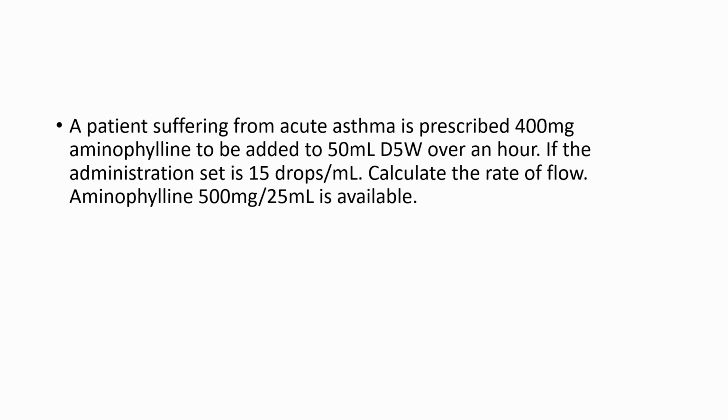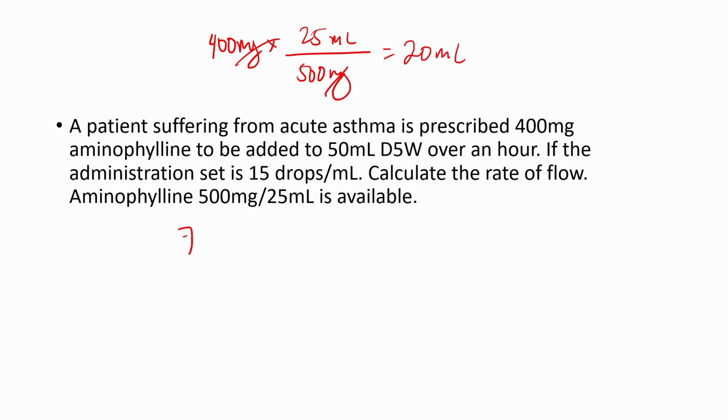Next, a patient suffering from acute asthma is prescribed 400 milligrams aminophylline to be administered in 250 ml D5 water over an hour. If the administration set is 15 drops per ml, calculate the rate of flow. Aminophylline 500 milligrams per 25 ml is available. So you need to compute how much volume of aminophylline should be added. What's prescribed is 400 milligrams, and our concentration is 500 milligrams per 25 ml. So this is 20 ml. It's going to be added to D5 water, so that's 70 ml.